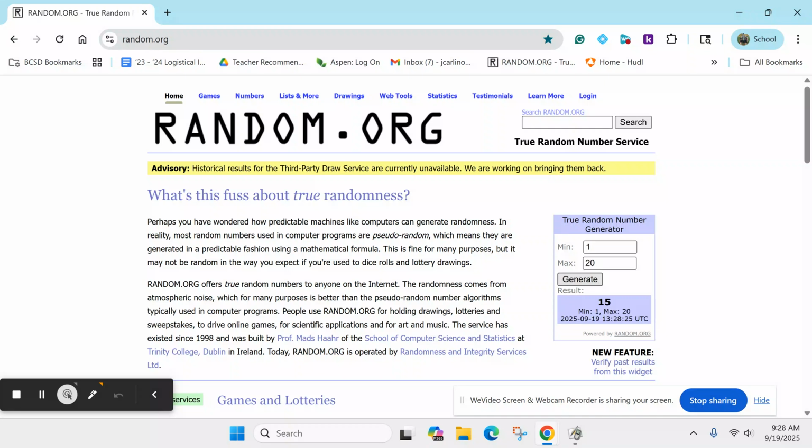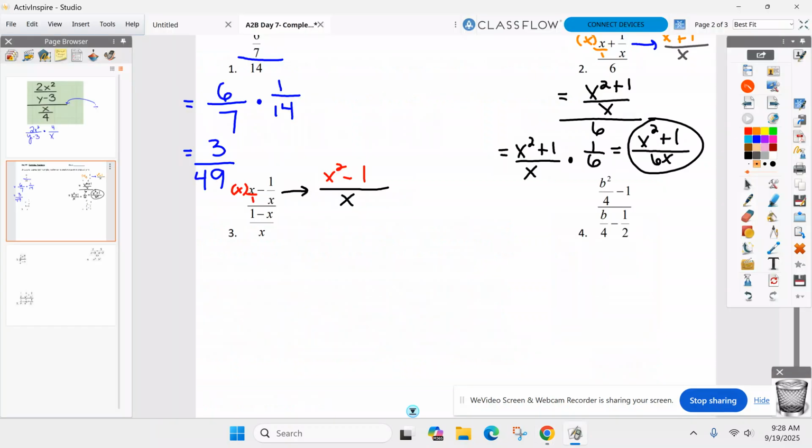How many do I have on the bottom of this crazy fraction? Tyler, how many are on the bottom here? Those are 2 fractions or 1? 1. Then don't touch it. We don't need to touch it. I want 1 on top, 1 on the bottom. Now we can keep change flip.